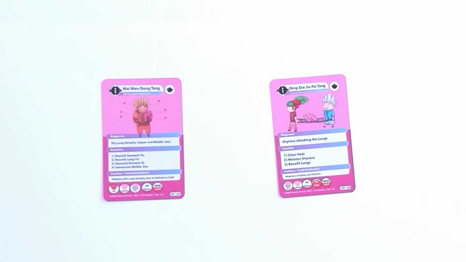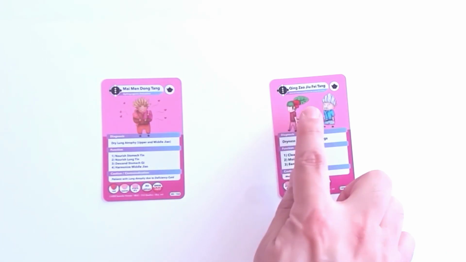Hello everyone, today we will talk about Maimendong Tang and Qingzao Jiufei Tang, and both formulas treat dryness. Dryness, especially of the respiratory system. Fei means lung, and Qingzao Jiufei Tang is commonly used for dry coughing and sticky phlegm. But there's a big difference between those two formulas. What is the difference? History.